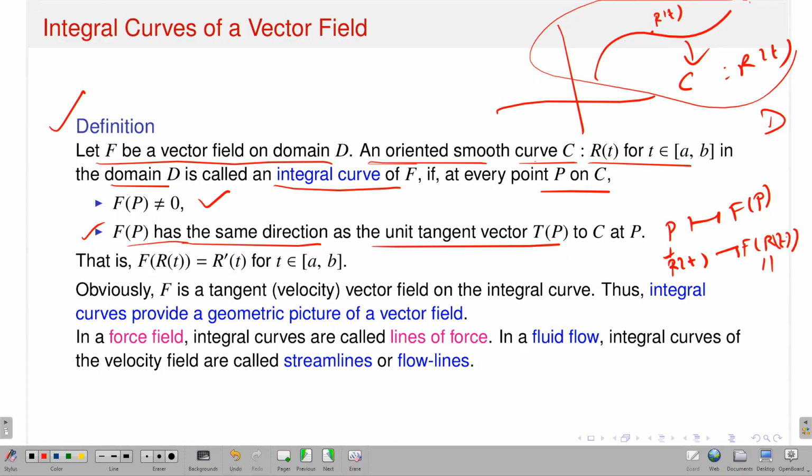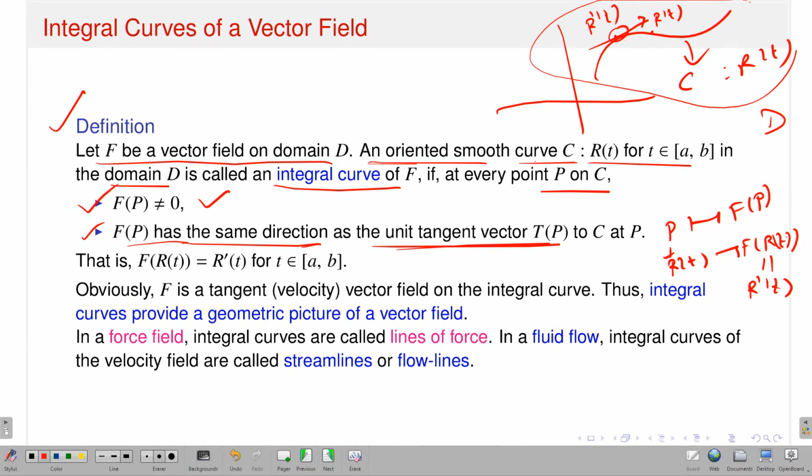And what I demand is that F of R of t has the same direction as the unit tangent vector. Now, if I take a point here, what is the unit tangent vector? This is my point R(t). So, what is the tangent vector? That is R prime of t. That means I demand that F of R(t) should be R prime of t. That is exactly what I am doing. Okay. So, that is what I have written also.